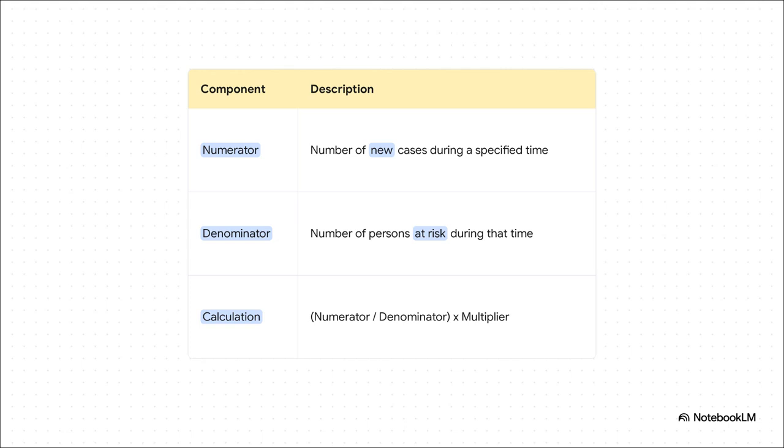And this shows you exactly how those three ingredients come together in the actual formula. You take the number of new cases and put it on top. Then you take the number of people at risk and put it on the bottom. You divide them, and then you usually multiply it by a round number, like 1,000, just to make it easier to read. And voila, that's your incidence rate.